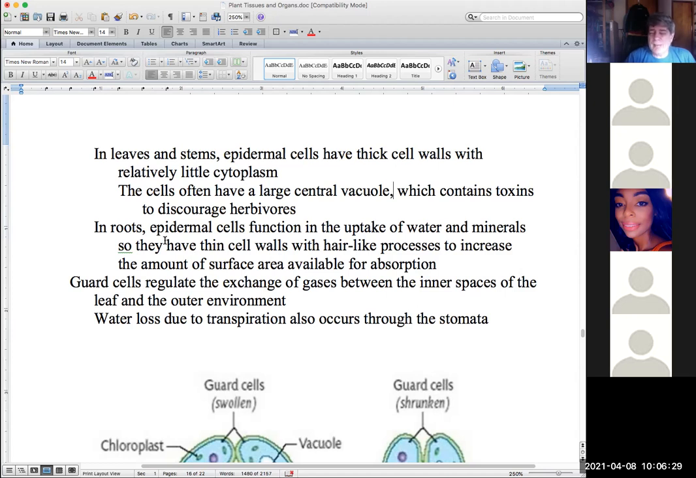But if you look at epidermal cells in a root, they have thin cell walls. And the cells have hair-like processes. And these processes increase the amount of surface area that the plant has for absorption of water and minerals. So in the shoot, we're trying to avoid losing water. In the root, we don't want cells with thick cell walls. We don't want cells that have a thick waterproof coating. Why? Because we're trying to absorb water in those areas.